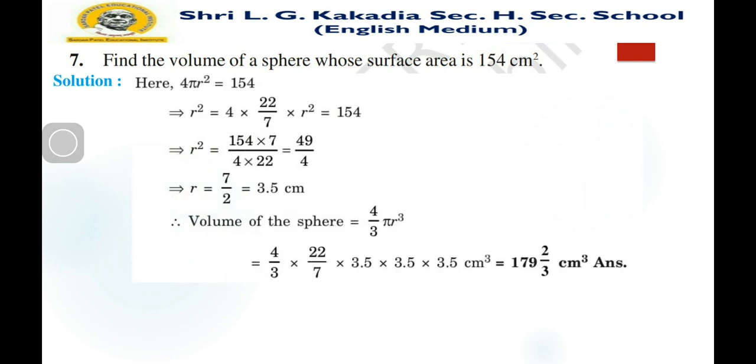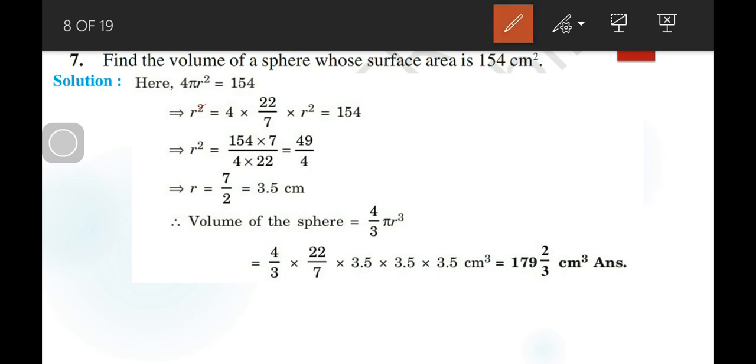Here 4 pi r square is the surface area of a sphere, as we know, and it is equal to 154 as given in the question. So we want to find r square, so we make r square the subject. 4 pi will go to the denominator. Let me put the values in the given formula.